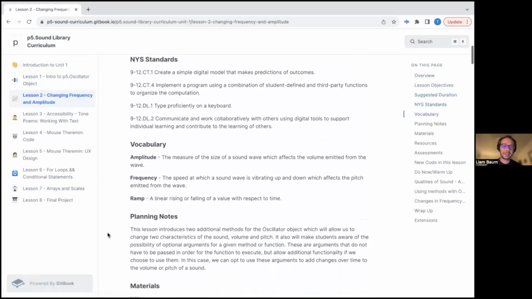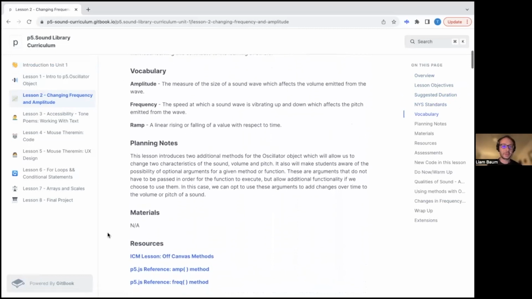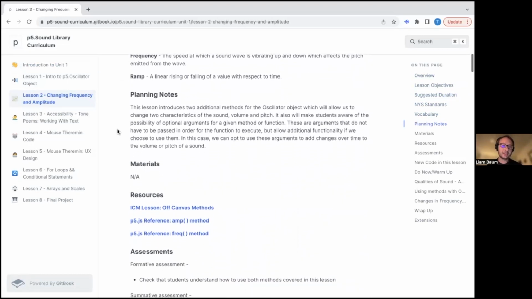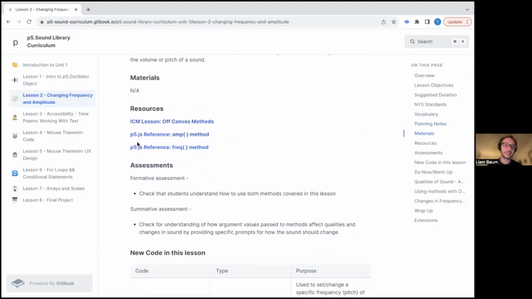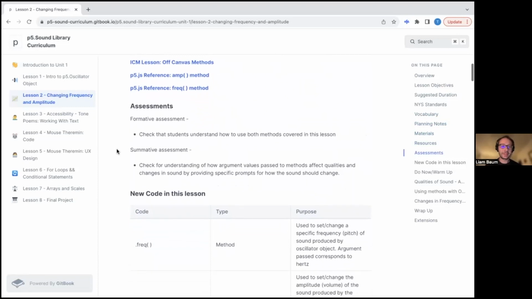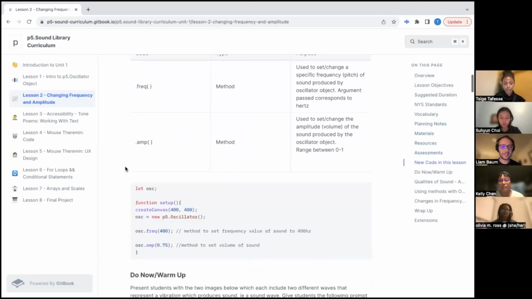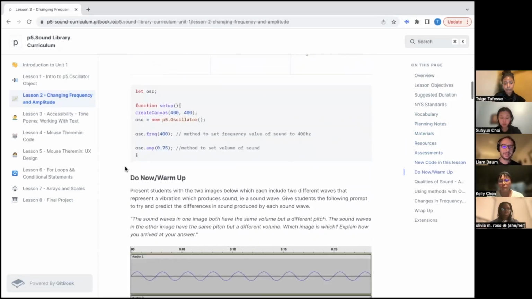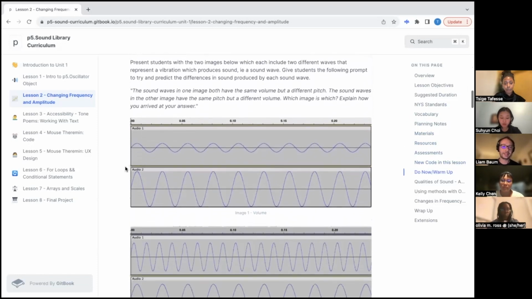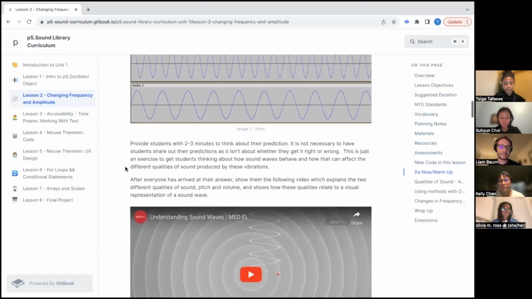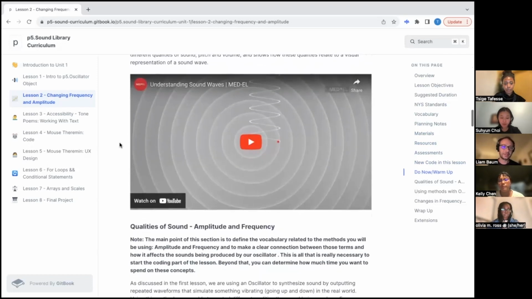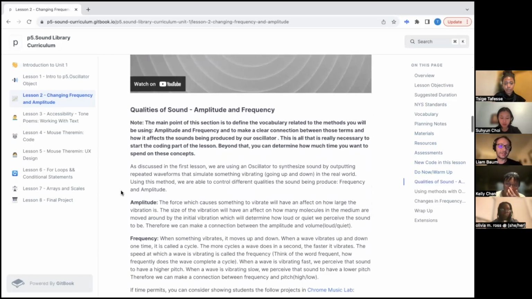We have vocabulary, extensive planning notes for those folks who are going to be using this. Materials, resources, there'll often be references to Introduction to Computational Media lessons as well as P5 references. There's assessments that are built in, as well as any new code. To get an idea, there's do nows, warm-ups to kind of start classes off. There's always links to materials and things like that. Any videos, references, YouTube's qualities of sound.